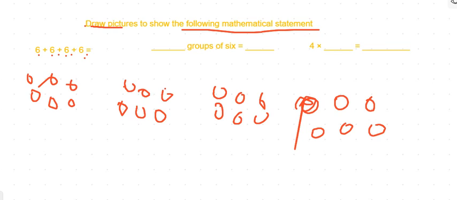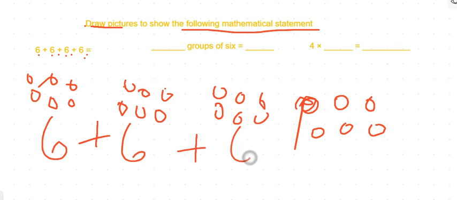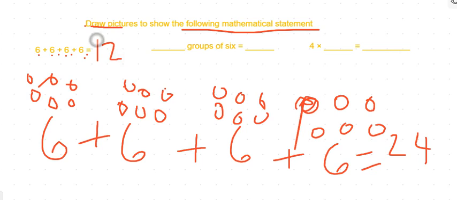Now, let's count them. 6 and 6 is 12 and 6 is 18 and 6 is 24. I'm just using math in my brain. So we're going to add them. 6 plus another 6 gives me 12, plus another 6 gives me 18, plus another 6 gives me 24. Now, what do I know? That's 6 plus 6 plus 6 plus 6 equals 24. So 4 groups of 6 is 24, and 4 times 6 is 24.